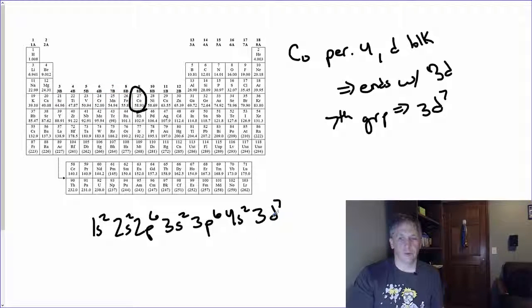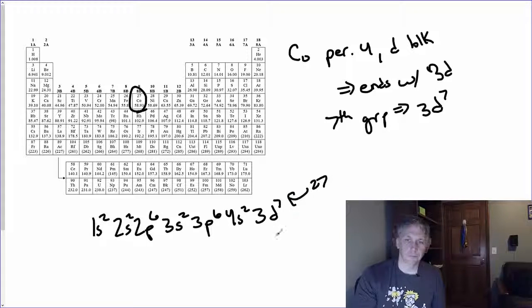And one way to check your work is, remember the superscripts, that's the number of electrons. And we're talking about cobalt, which as a neutral element has 27 electrons in it. These things should add up to 27. And I think they do, yeah.